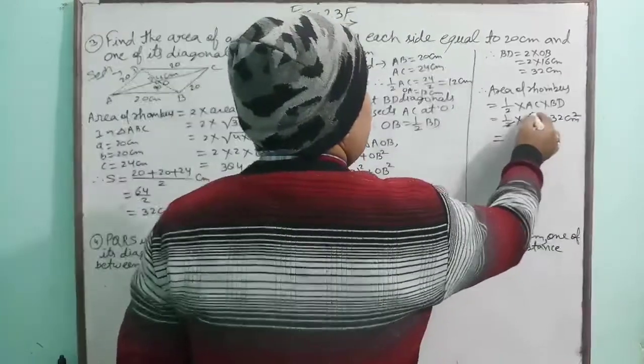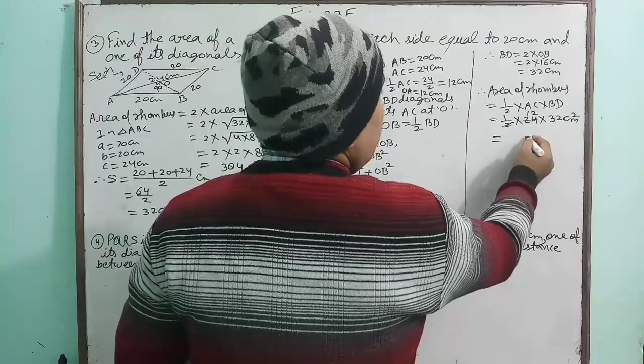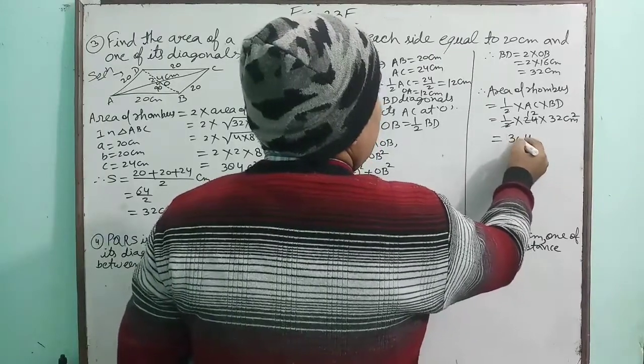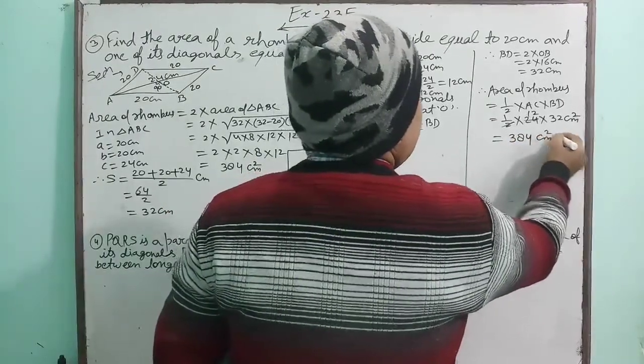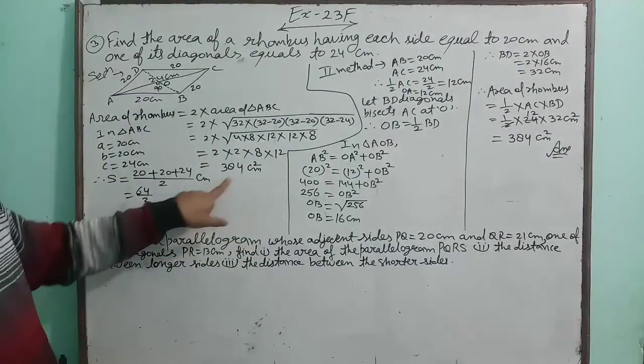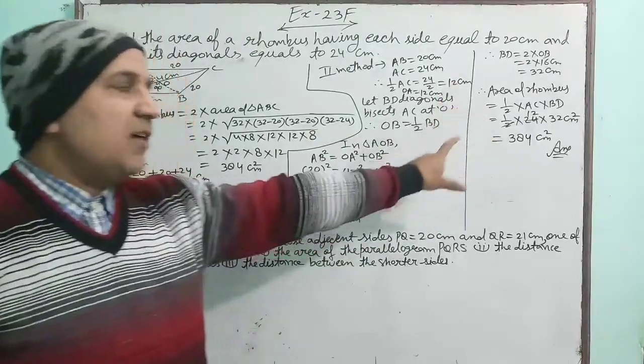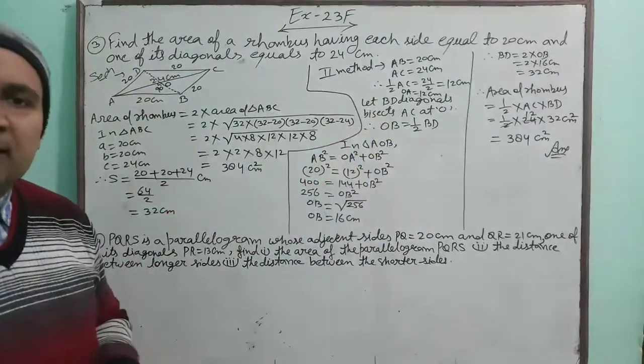Now dividing 24 by 2, 12 times 32, 384 centimeter square. See, answer is same. Here also 384, here also 384. It means our calculation and process both are correct.